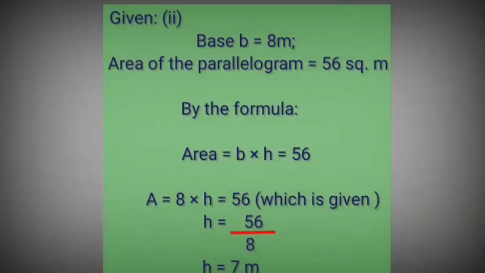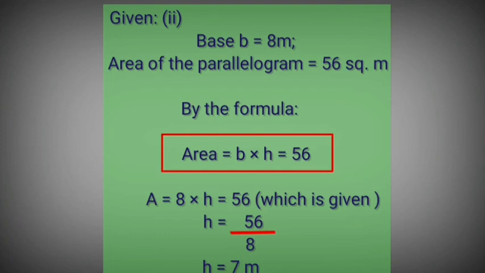In subdivision 2, base b is equal to 8 meter and the area of the parallelogram is given as 56 square meter. By using the formula area is equal to b into h, we need to find the height of the parallelogram. By dividing 56 by 8, we get the value of height, which is 7 meter.